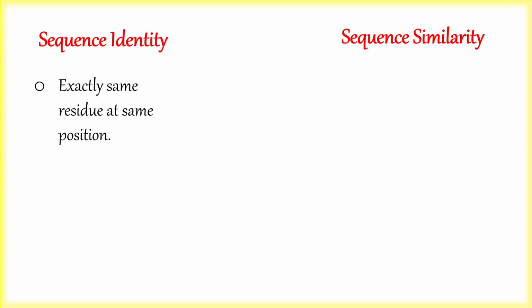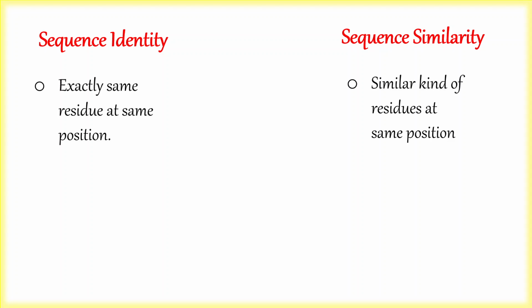Sequence similarity means we have similar kinds of residues but not exact ones. That means it is quite different from identity, wherein we had exactly the same residue present, but in sequence similarity we have similar kinds of residues. Now, what do we mean by similar kinds of residues? In protein sequences, similar residues are those amino acids which have similar physicochemical or maybe functional properties.